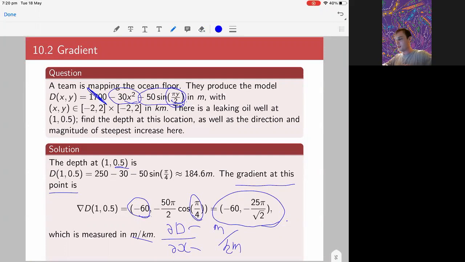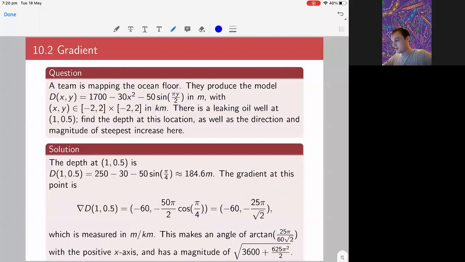Well, this isn't the whole question. We found the gradient, but we need to turn this into both a direction and a magnitude. Well, the direction can be found by finding the angle that this particular vector makes with the origin, and that can be found by taking the arctangent of the ratio of these two things. And the absolute value, well, this is found by taking the square root of the sum of squares in there, and we end up with this ugly looking number there. 3600 plus 625 pi squared on 2.